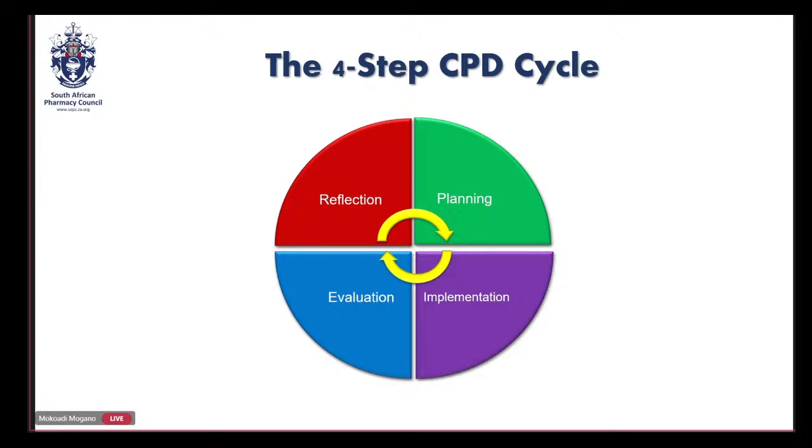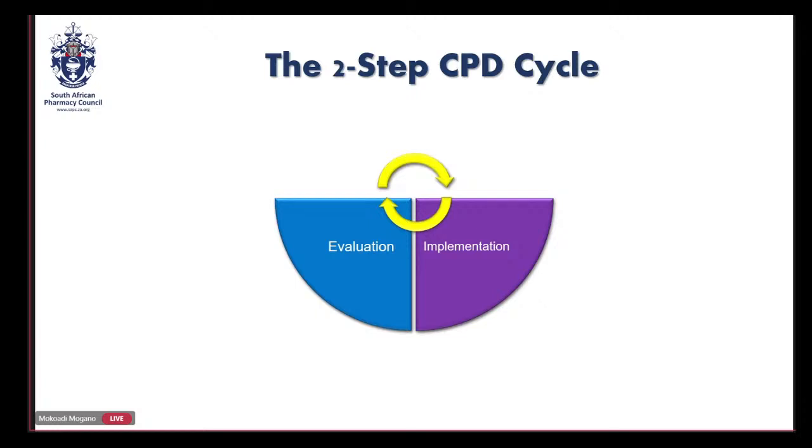So it is a cyclical process. While you are evaluating, you might realize that you need to learn other things that relate to the subject that you have learned, and then it starts all over from reflection, planning, implementation, and evaluation. All right, I've already mentioned that the two-step CPD cycle only has 2 steps, which is implementation and evaluation. As I said, this is more passive learning where you do not actively seek to learn something new, but in your daily practice, you come across some things that you learn every day.